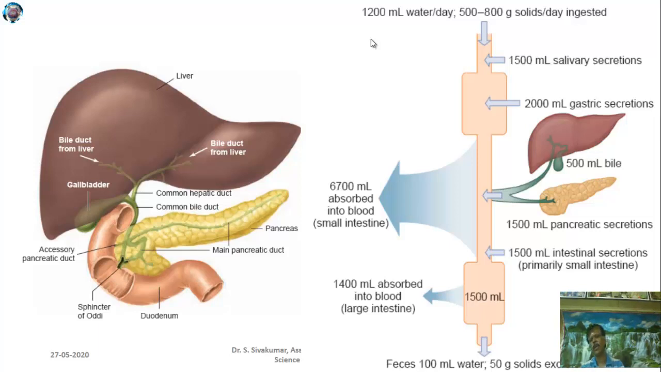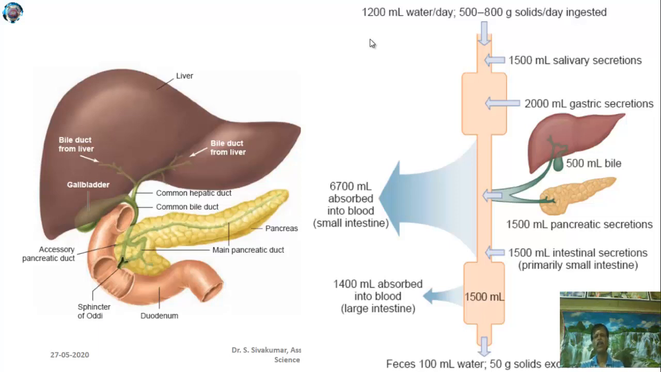You can see that we are taking around 1200 ml of water per day and 500 to 800 grams of solids per day. But you can see the amount of substance which is released in the feces is only 100 ml of water and 50 grams of solids. So about 10 times the solids are absorbed. Only 10% of the material which we have consumed is released in the feces during defecation. Similarly, of the 1200 ml of water we take in on average, only 100 ml is released out of our body. The remaining 1100 ml of water is retained in our body.